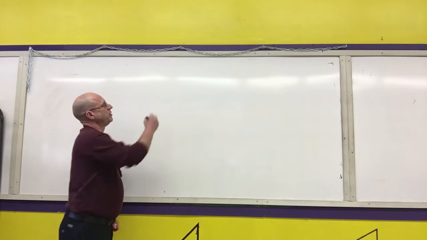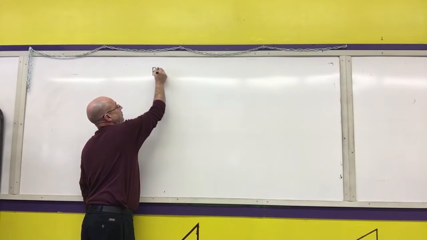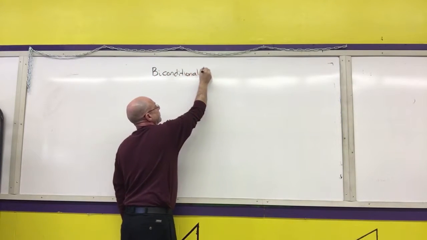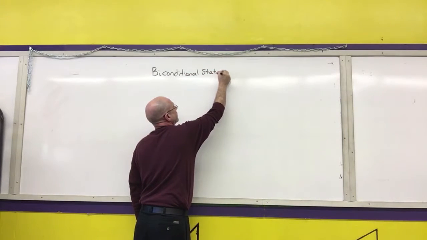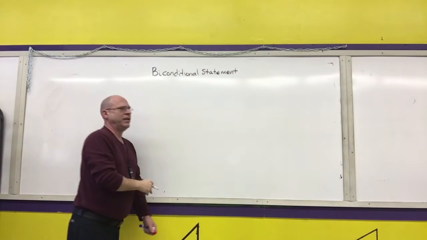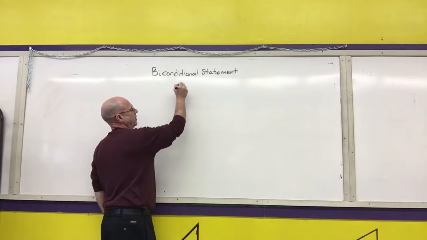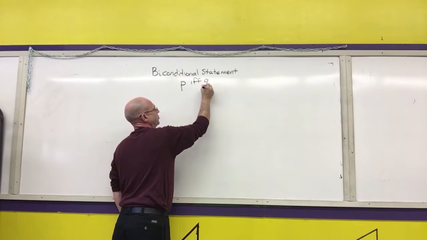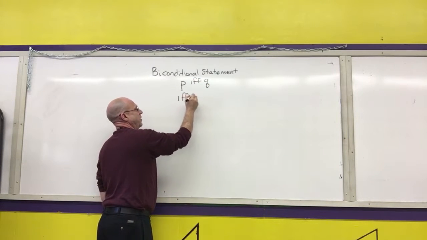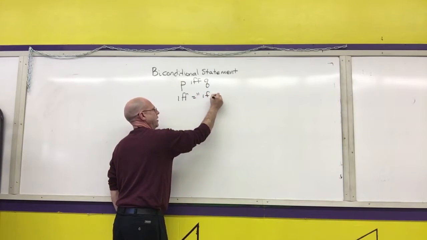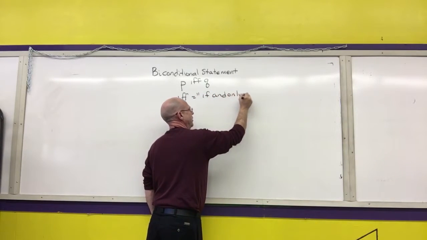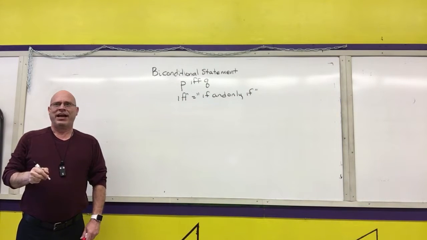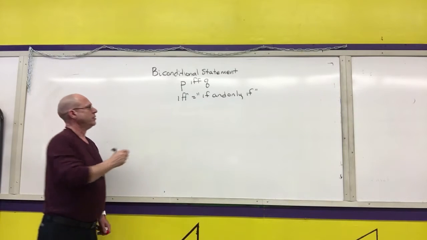So the next term is what they call a biconditional statement. The math shorthand for a biconditional statement is hypothesis IFF the conclusion. The IFF means if and only if. You are allowed to write a biconditional statement if the following are true.